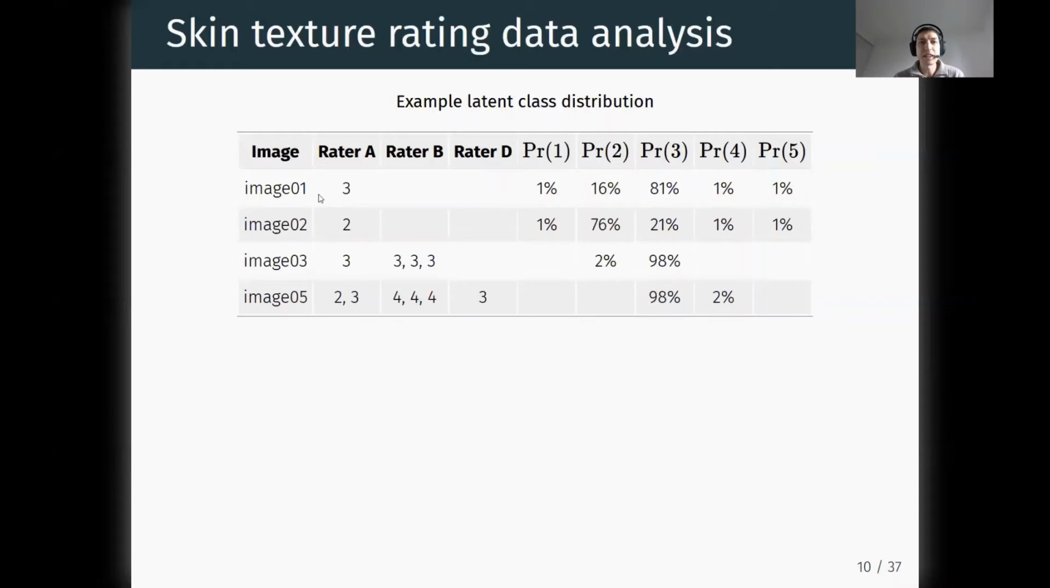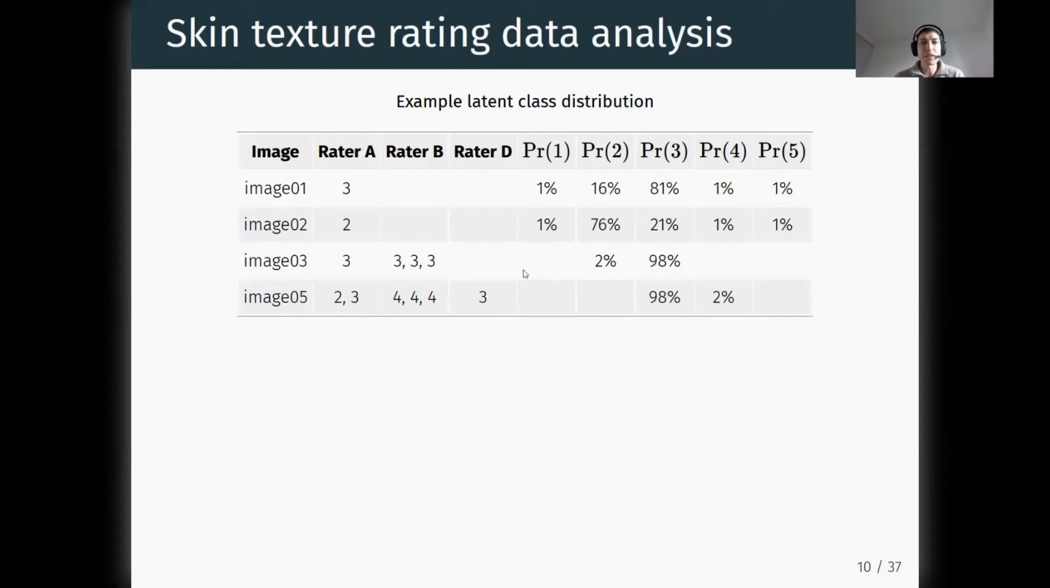Here, where we have a single rating only, we end up with a probability distribution like this, where we think it's a class 3 in this case, which corresponds to the given rating, but we're not completely certain. There's a substantial amount of probability on the other possibilities in this case, especially class 2, and a few more on the other ones.